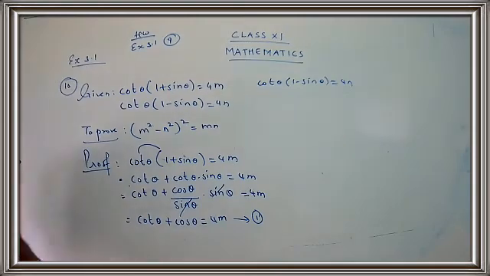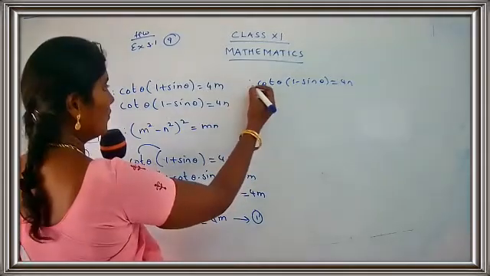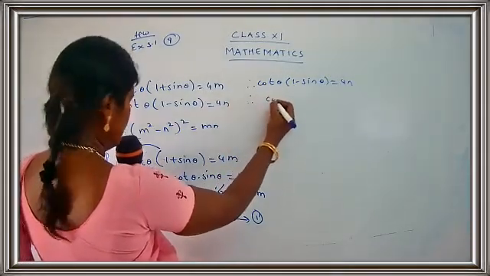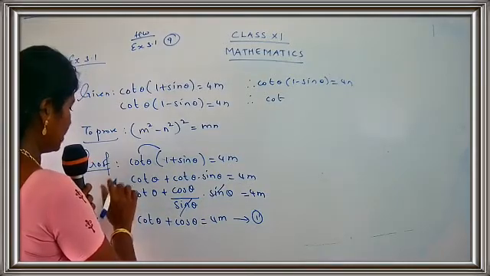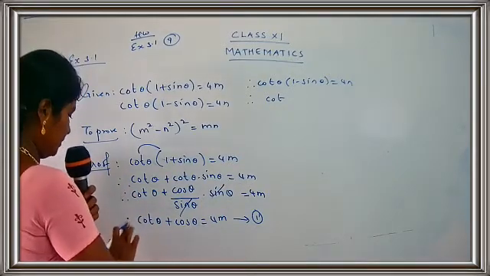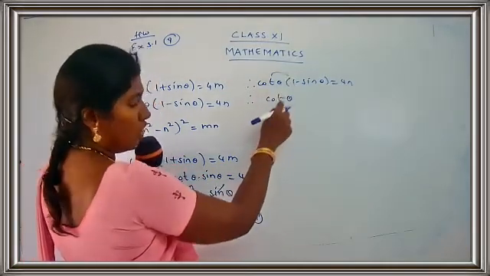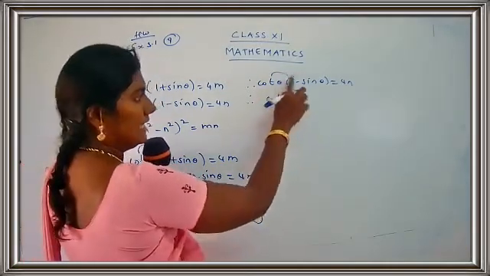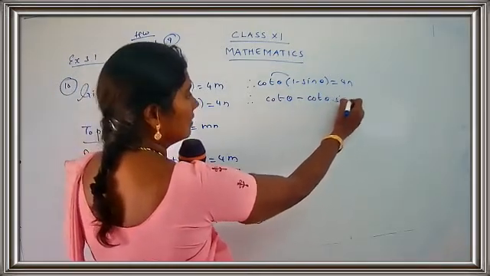Okay, so let us go for the sum. Let us check the steps. Let's open the bracket. So you get cot theta. Do not use two equal to signs, children. So put therefore. Therefore, cot theta into 1 is cot theta minus cot theta into sin theta. That's cot theta minus cot theta sin theta is equal to 4n.